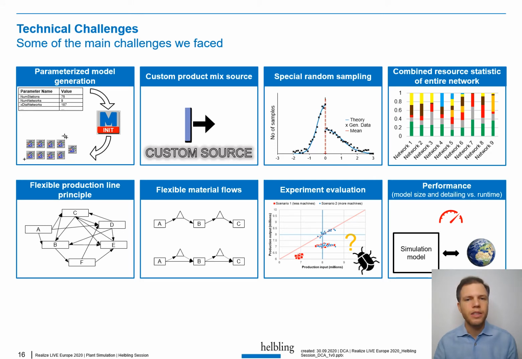To visualize the resource statistics on a network level, we had to combine the statistics of the individual machines in the background. To test our flexible production line concept, we had to implement special planning and material flow logics. To assess the various scenarios, we had to come up with a meaningful evaluation, and as we will see later, this helped also to find the bug.